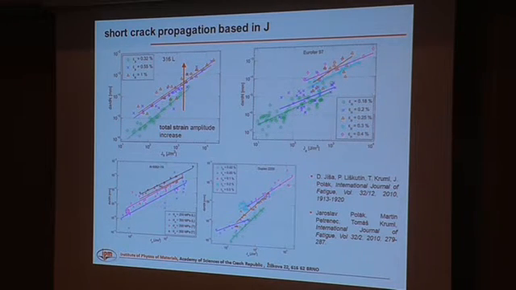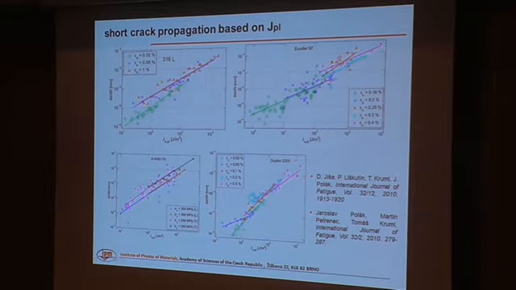inspired, for example, by the Polák model, which tries to describe the small fatigue crack behavior based on the plastic part of the strain, we used only the plastic part of the J integral to describe behavior of the small cracks. And you can see here that all these experimental results collapse to approximately one line.